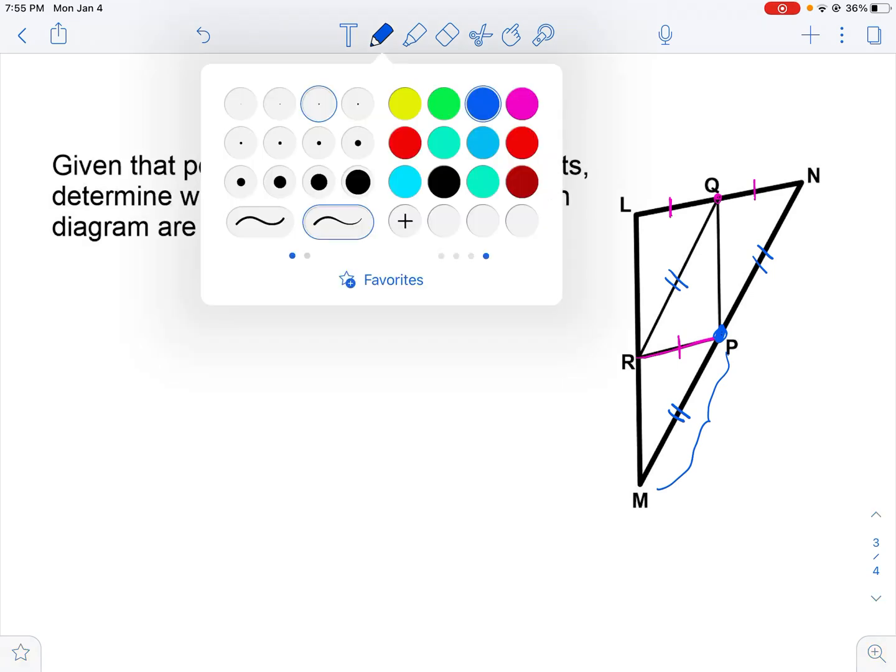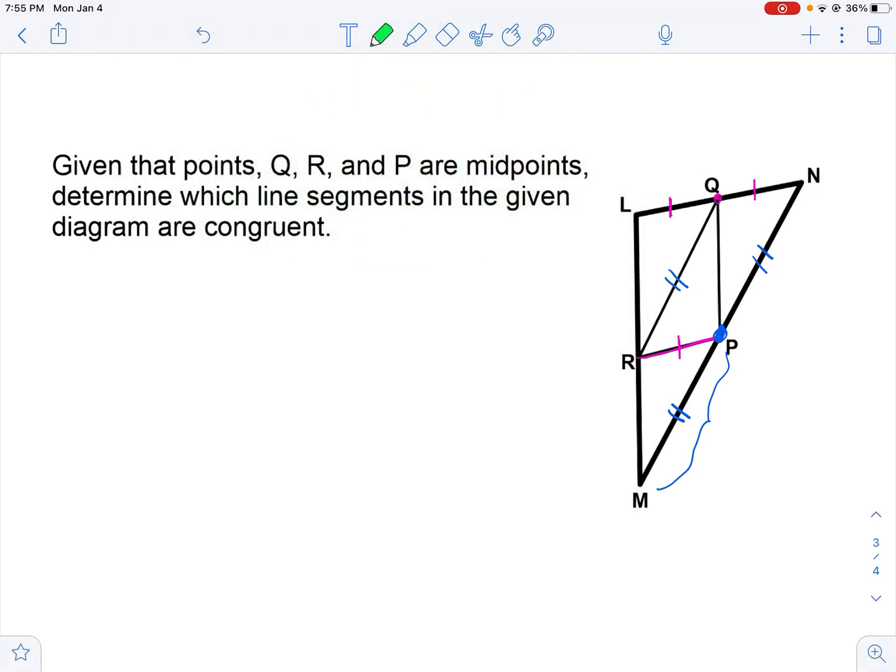Let's do the last one. Point R is the midpoint of L and M. So that means LR is congruent to MR. Segment QP is going to be half the size of LM, which means it is congruent to LR as well as being congruent to MR.